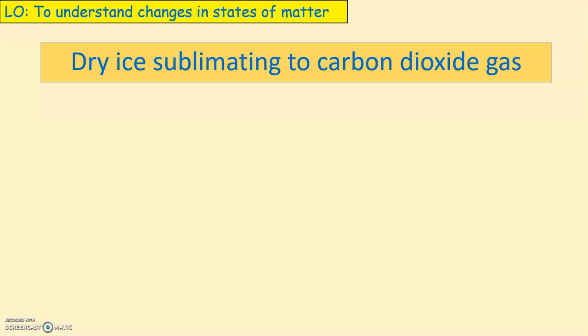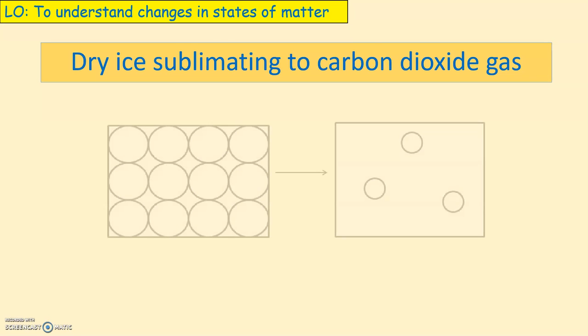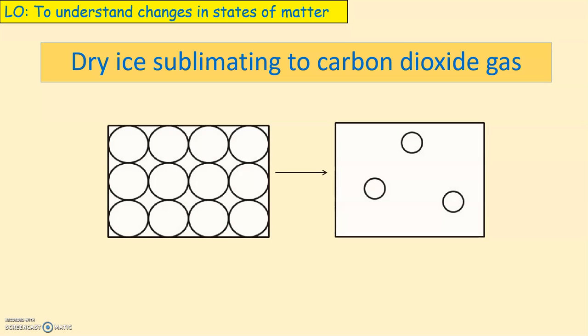And the next one, dry ice sublimating to carbon dioxide gas, and that is changing from solid to gas, okay? As you can see, the space is more freed up, and the particles, the atoms, are able to bounce around and move around even more, if I'm making sense.